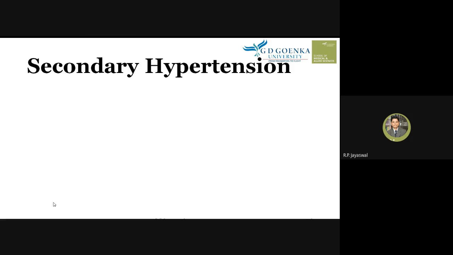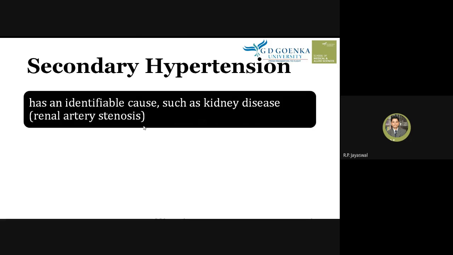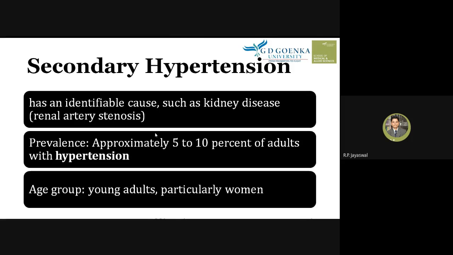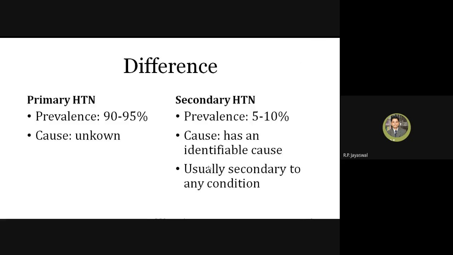Secondary hypertension, we can say, has an identifiable cause such as kidney disease, where renal artery stenosis may be one of the reasons. Prevalence, basically 5 to 10% of adults are usually with this hypertension. So secondary hypertension is less prevalent than essential hypertension, and here the age group is basically young adults, and it is particularly experienced by women.